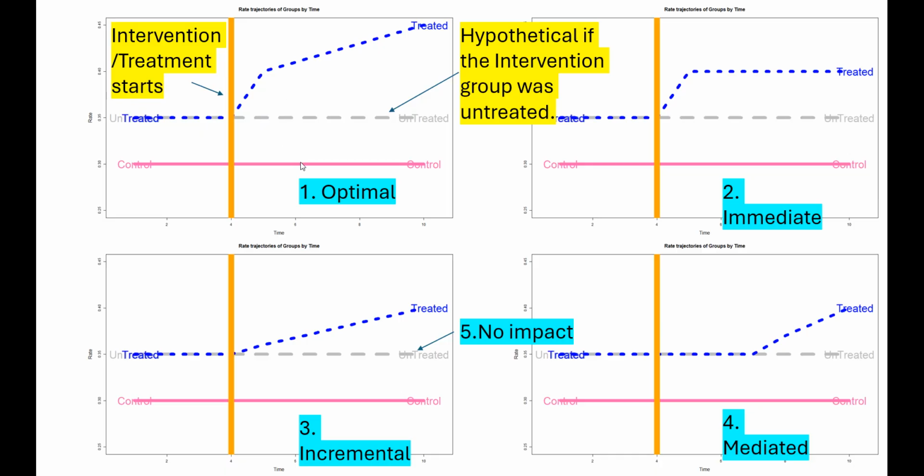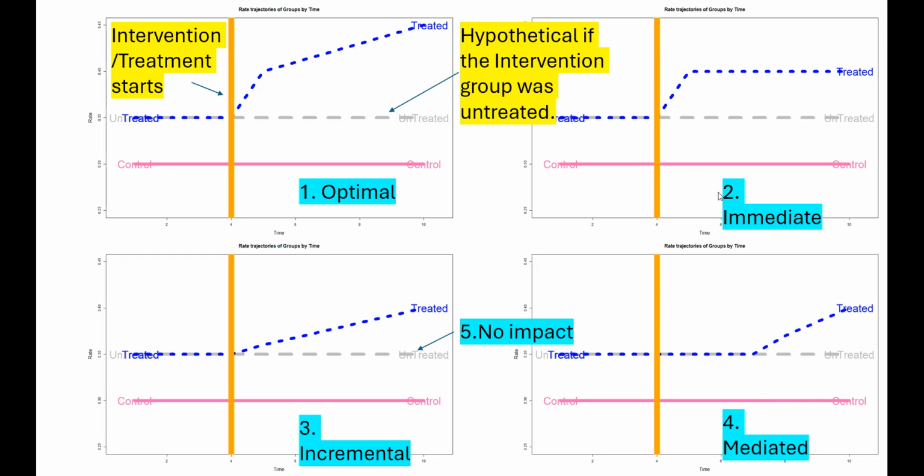So for our first example, for the optimal impact, we see that when the intervention began, which is where that orange vertical line is, we see an immediate increase. That blue dashed line goes up, and then we see it continuously improve over time. So that's an optimal impact. We see an immediate impact, and we see it continually improve.